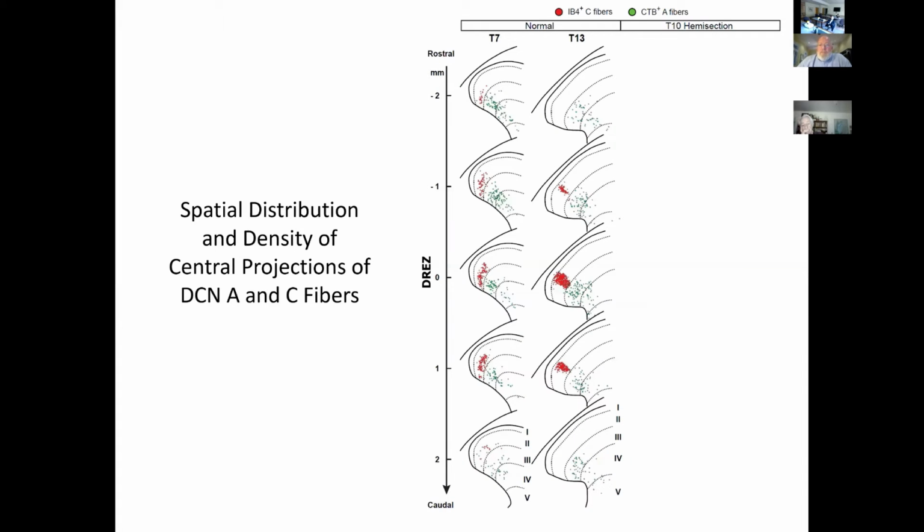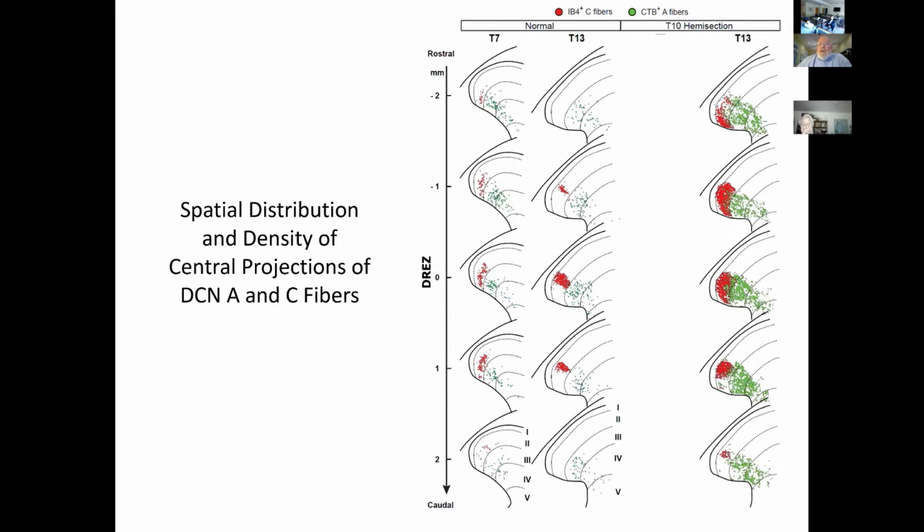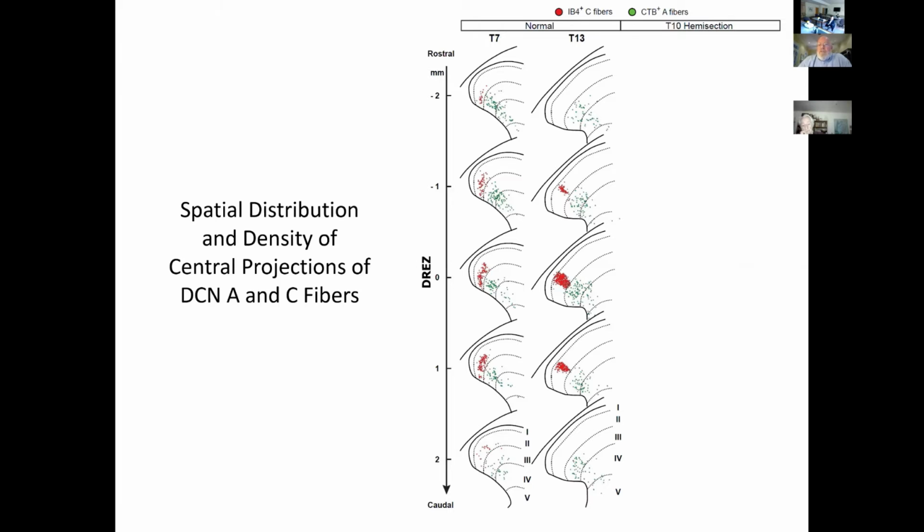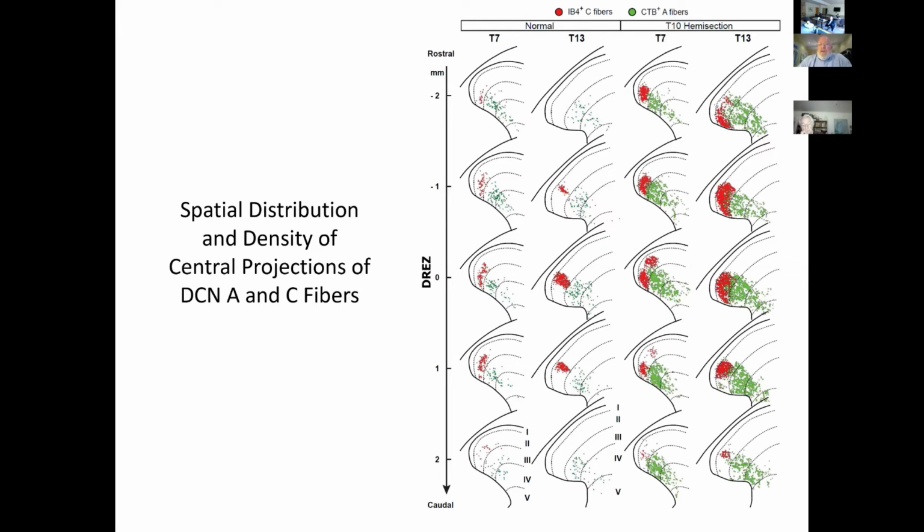Now, if we look at what happened anatomically, this is the projection pattern before injury. This is the projection pattern at T13 below the level of injury, and you can see there's marked increase in the projections of A fibers and C fibers. But even above the injury, there is also the same sprouting. So where we have nociceptive hyperreflexia, we have nociceptive sprouting. And when we've done the analysis, this also corresponds with an increase in synapses.